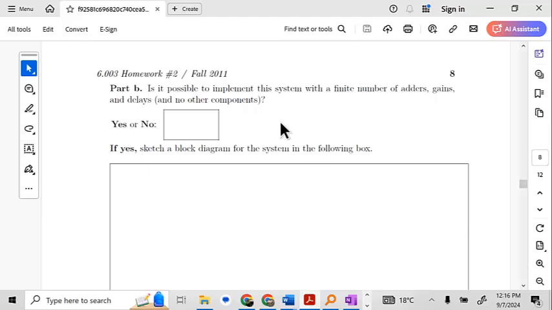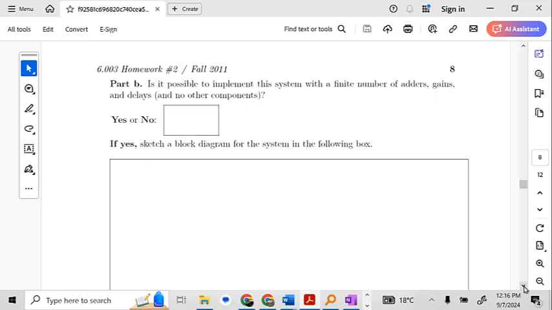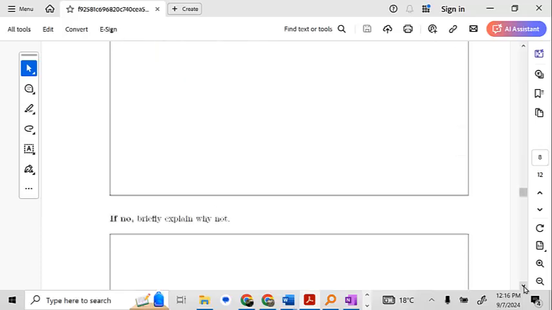Now this part B, is it possible to implement the system with a finite number of adders, gains, and delays, and no other components? Remember that the R becomes a delay, right? And then of course coefficients become gains, and adders become adders. Okay, so if you look back at some of the examples that you already have, I think it's not too different from some of the ones that you've seen before. Okay.